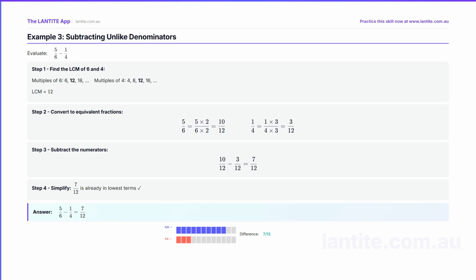Now subtraction with unlike denominators. 5/6 minus 1/4. Step 1. The LCM of 6 and 4 is 12. Step 2. Convert. 5/6 becomes 10/12. Multiply by 2. 1/4 becomes 3/12. Multiply by 3. Step 3. Subtract. 10 minus 3 is 7 over 12. 7/12 is already in lowest terms. The fraction bar model shows this clearly. 10 shaded sections minus 3 shaded sections leave 7/12.